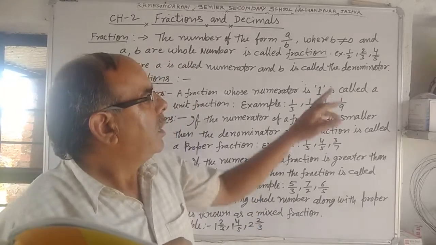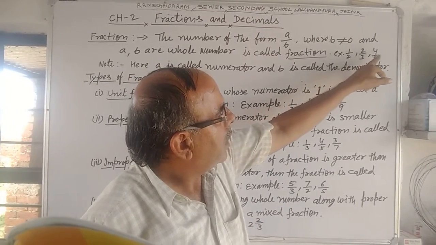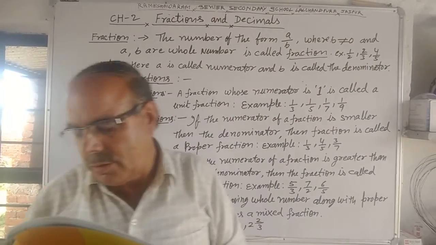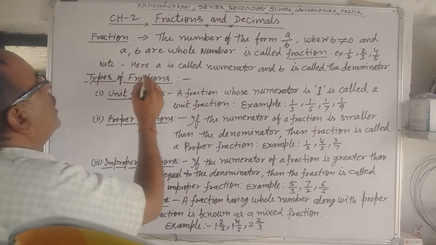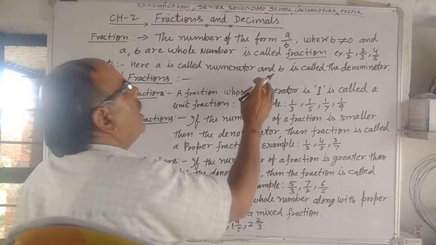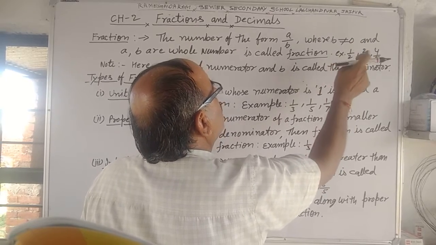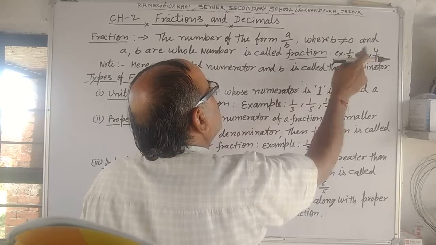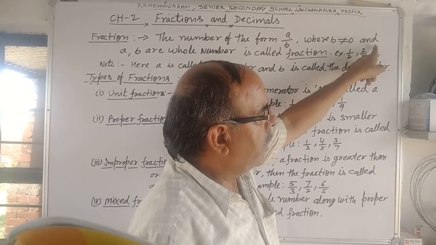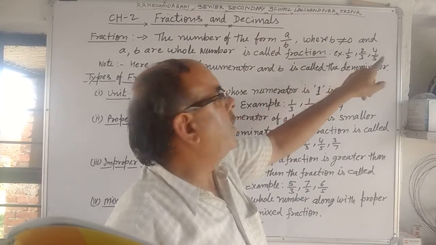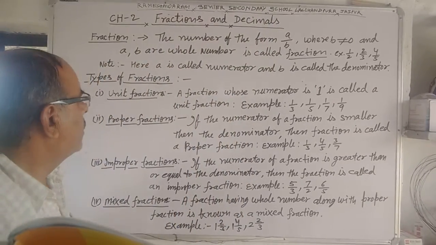Examples: 1 by 2, 2 by 3 and 4 by 5. Note, here a is called the numerator and b is called the denominator. 1 is the numerator, 2 is the denominator; 2 is the numerator, 3 is the denominator; 4 is the numerator, 5 is the denominator; a is the numerator and b is the denominator.